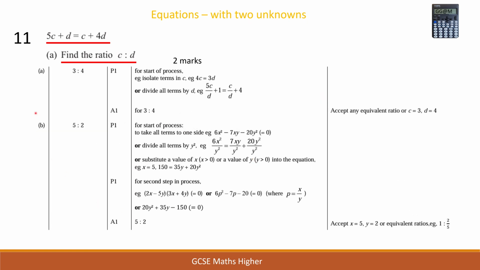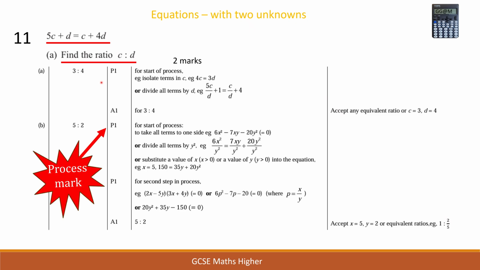Fantastic, so hopefully you've managed to come up with the answer 3 to 4. Remember, P1 means a process mark and A1 is an answer mark, so you must show your working carefully in order to get the marks. The second one had an answer of 5 to 2. If you need more help, just comment below and let me know what you need help with.